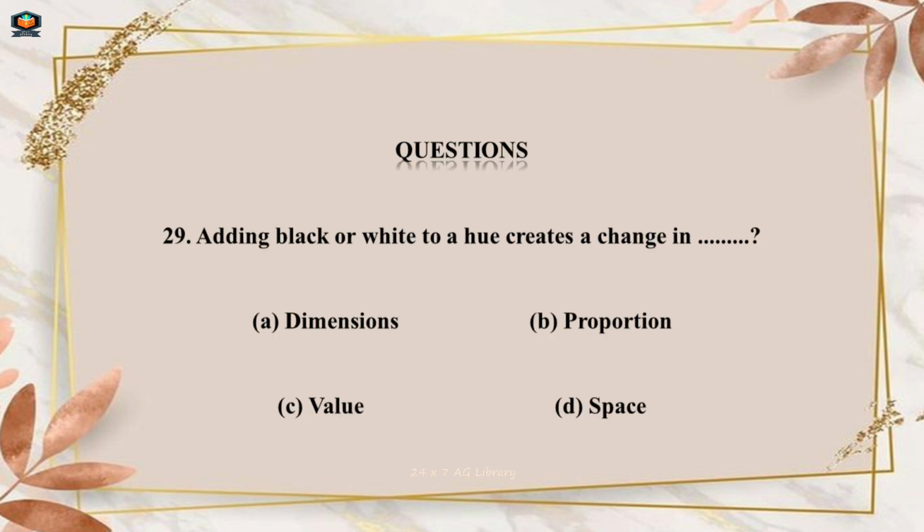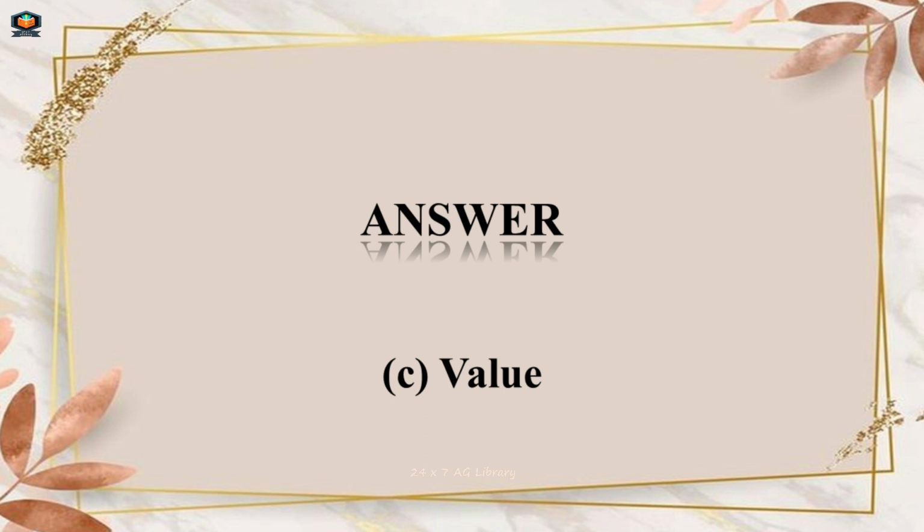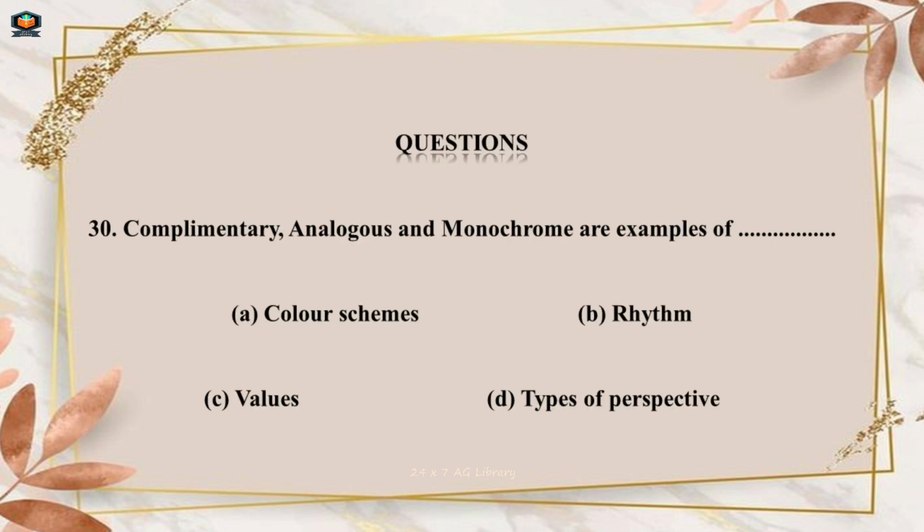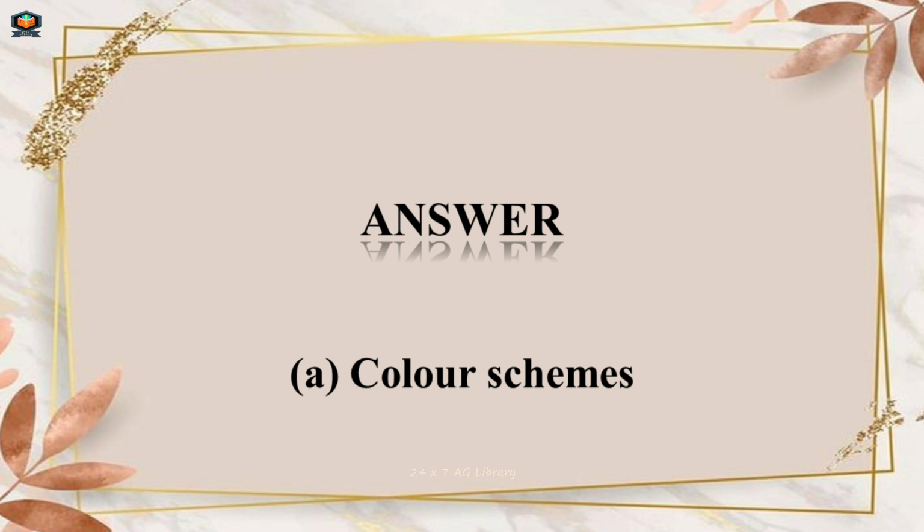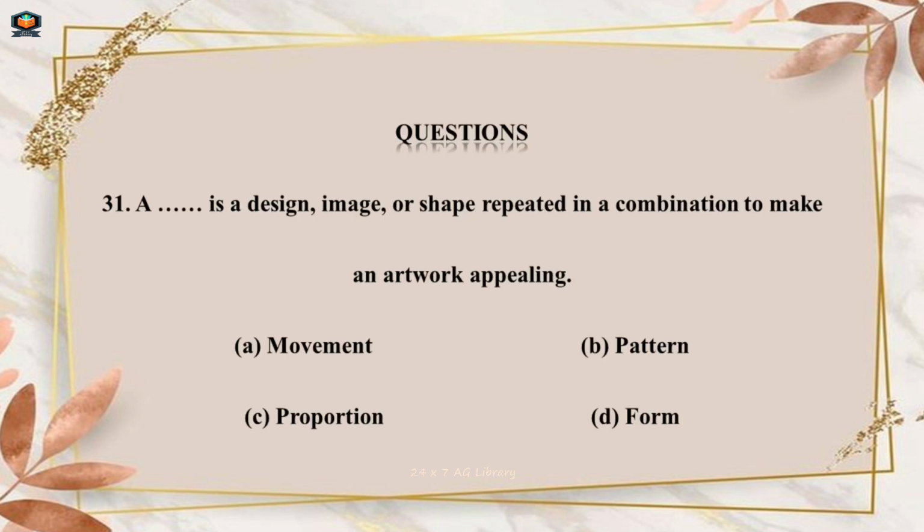Question 29. Adding black or white to a hue creates a change in A. Dimensions. B. Proportion. C. Value. D. Space. Answer: C. Value. Question 30. Complementary, analogous and monochrome are examples of A. Color schemes. B. Rhythm. C. Values. D. Types of perspective. Answer: A. Color schemes.